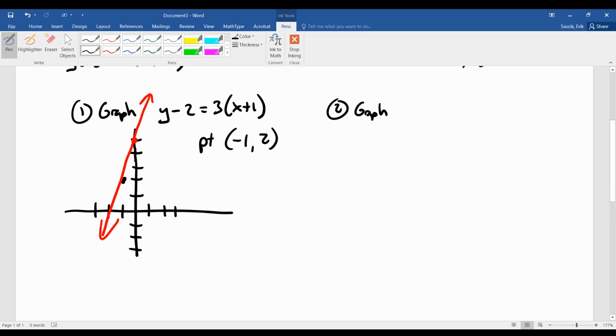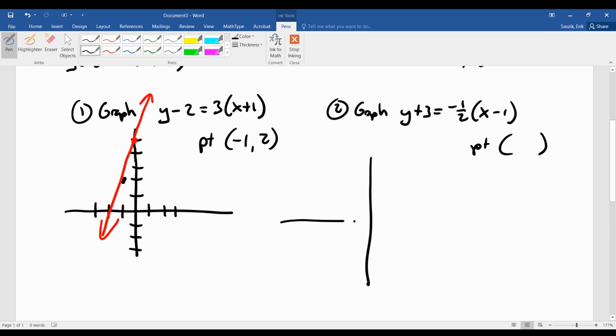So here's another one. Graph y plus 3 equals -1/2 x minus 1. Okay, let's figure out the point first. What's going to make both sides equal to 0? Well, x would have to be 1 because 1 minus 1 is 0. Y would have to be -3. Go to that point, and the slope means down. Let's extend our graph. That means what? Down 1 over 2.